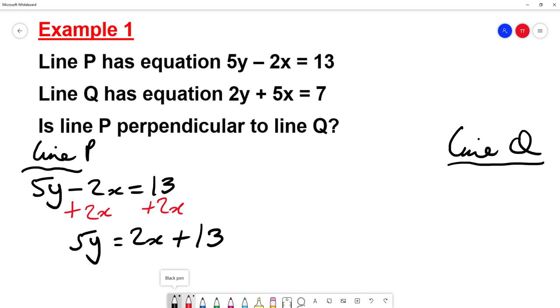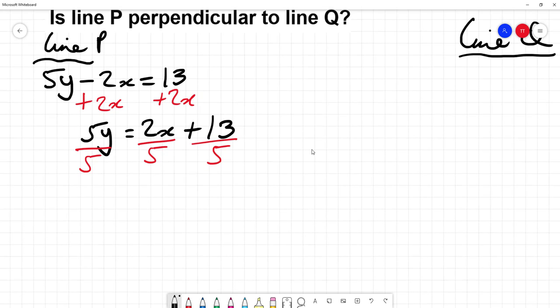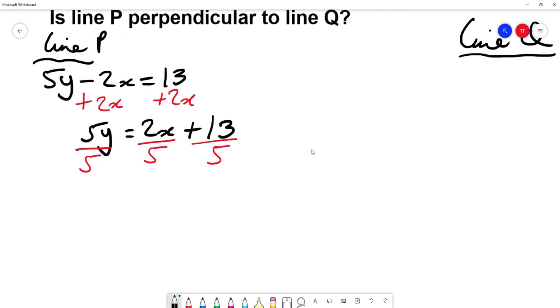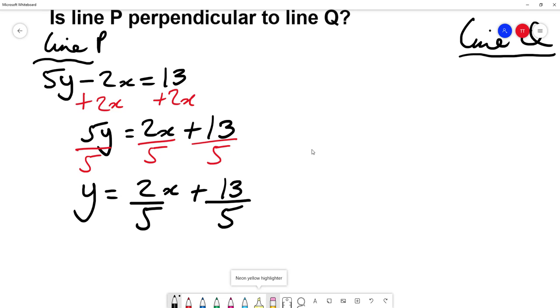Then we don't want 5y, we need y. So we divide everything by 5. And what will happen now is we will get the following. So we end up with y equals 2/5 of x plus 13 over 5. So now that we've got that in the correct format, we can do the same for the other equation.